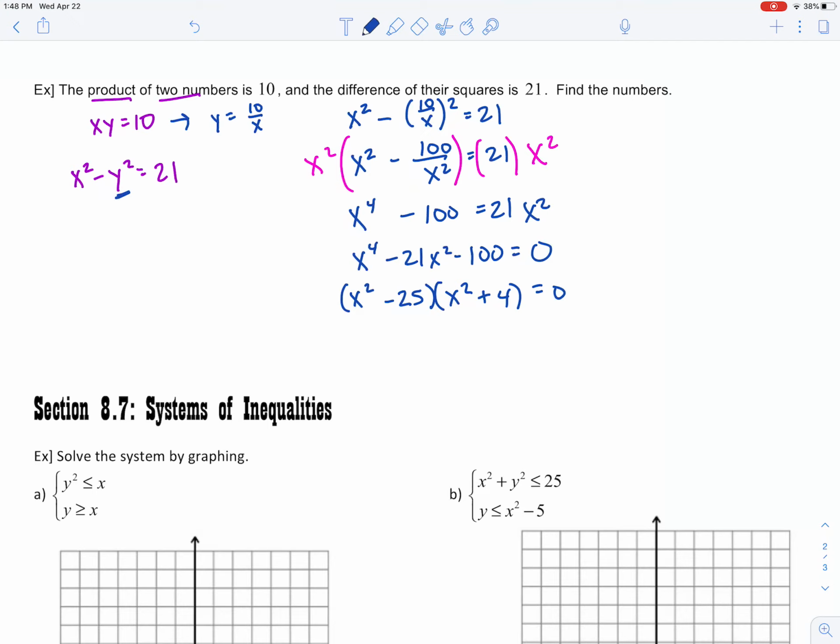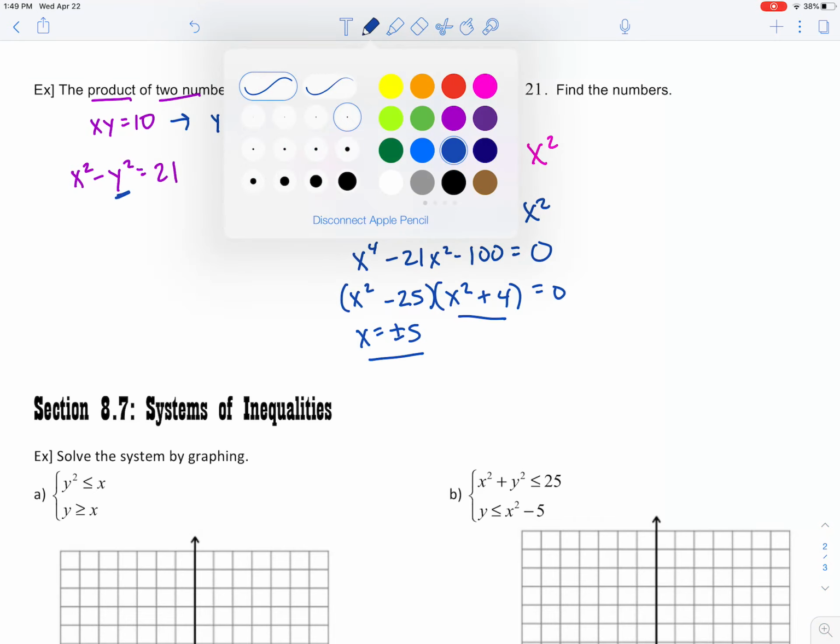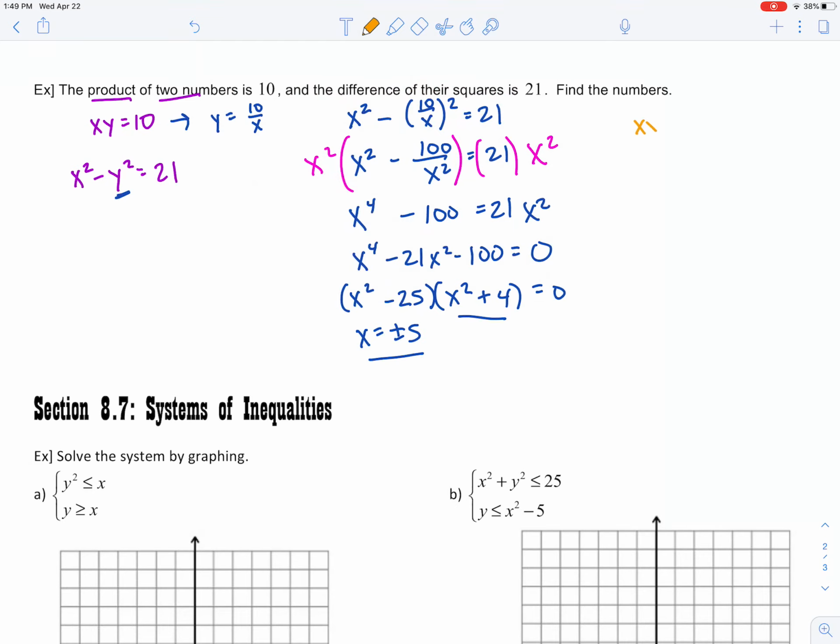So if I set each of these factors equal to 0, I'm going to get some solutions here. So I'm getting x equals plus or minus 5. For this one, I'm going to get imaginary numbers, so no real solutions from that factor. So I'll just stick with these, x equals plus or minus 5. So that would be one of the two numbers, 5 or negative 5. We need to find numbers that match that. We can do that by resubstituting back in.